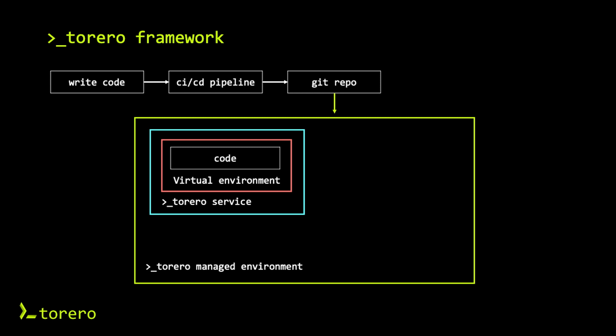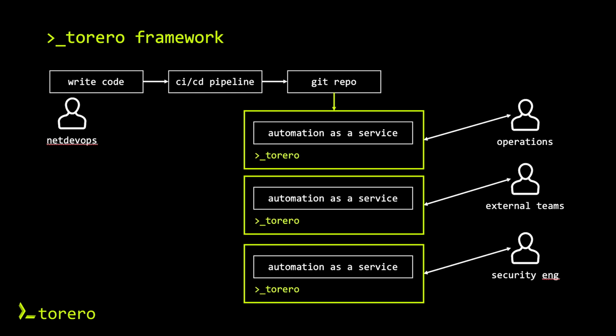Torero takes the code, it then puts it in a specific virtual environment designed just for that code, and then it creates a service around that. And that service is then something that can be given and distributed to other people. It uses the same process that you would expect to do yourself manually, but it does it all automatically and through a single binary. So what happens now is you have the ability to scale to different teams.